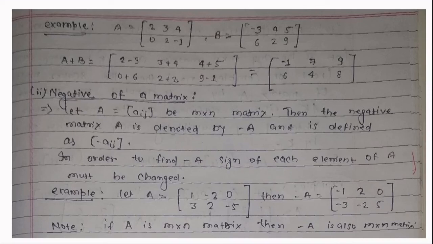So we cannot represent any sign here. Now here is positive 3, so we make it negative 3. Here is positive 2, so we make it negative 2, and here is negative 5, so we make it positive 5. So if A is an m cross n matrix, then minus A is also an m cross n matrix. When we make the negative of a matrix, the order of the matrix never changes.